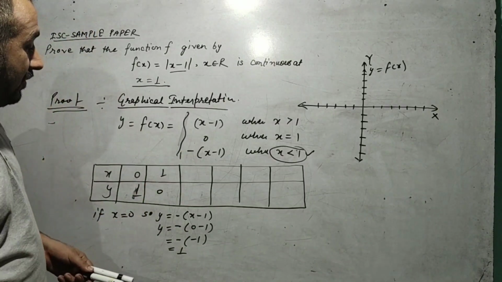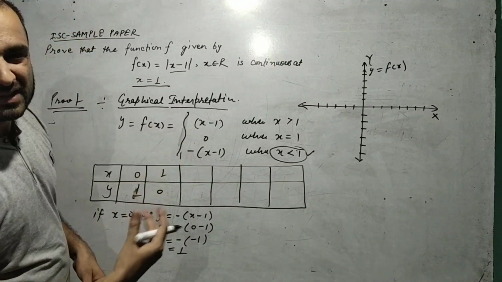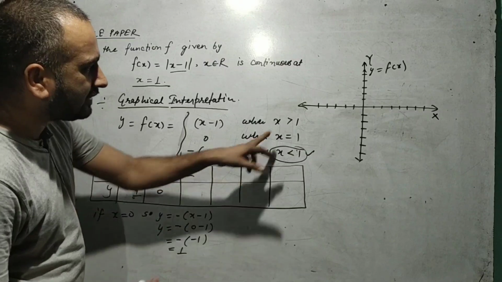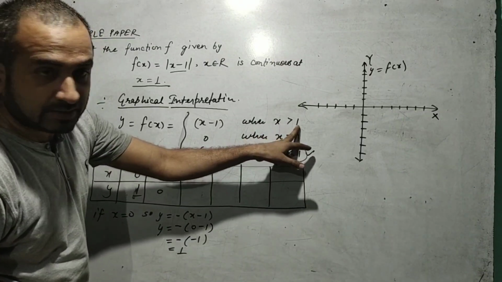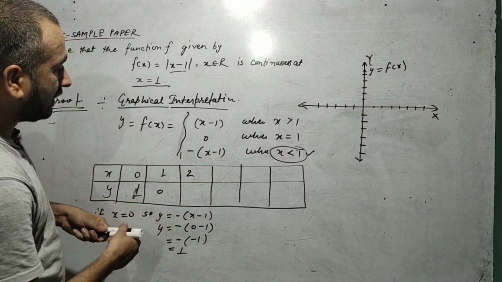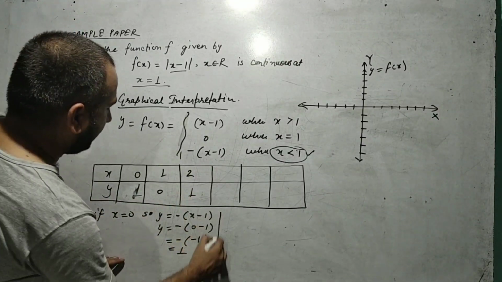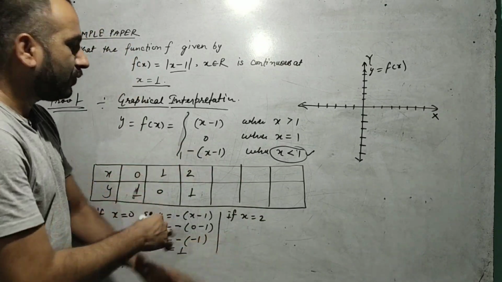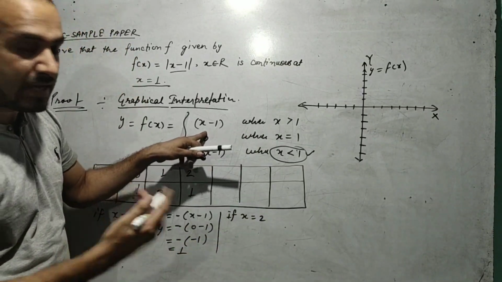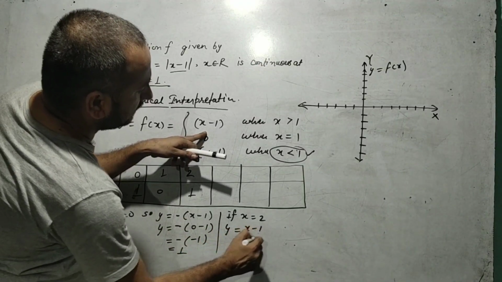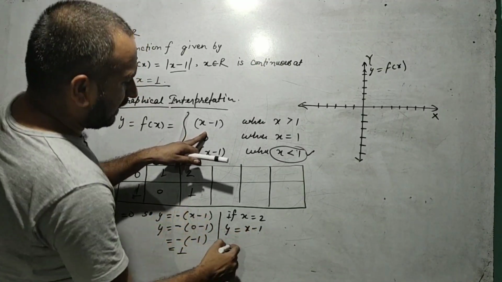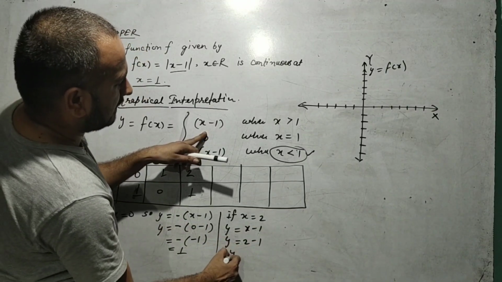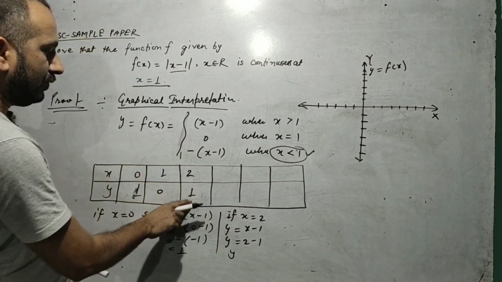Now next, we should take something greater than 1. So if you are taking x is 2, here 2 is greater than 1, so the function is x minus 1, okay. If I am taking x is 2, what will be the effect? Your function is x minus 1, so y is x minus 1. So y is equal to 2 minus 1, so this will give you y is 1. If x is 2, y is 1.